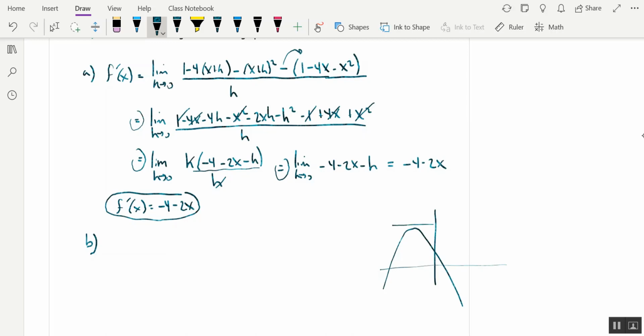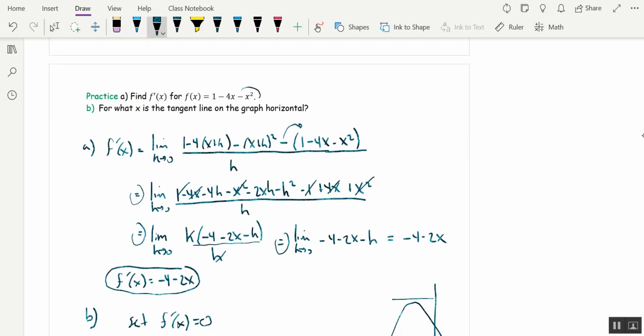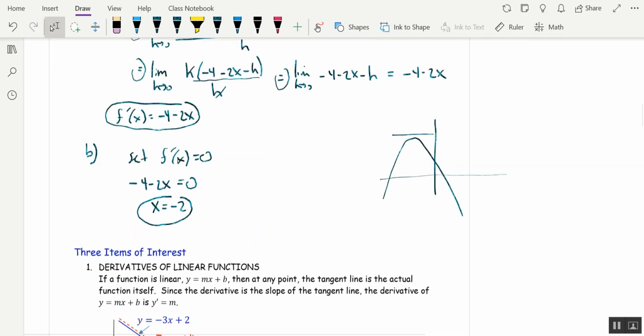So what we want to do is set the derivative equal to 0, because horizontal tangents have slope 0. So we set -4 minus 2x equal to 0, and we get x equals -2. And if you remember from pre-calculus, the vertex formula for a parabola, -b over 2a, we could have found that value by just finding the x coordinate of the vertex. But this is a fun way to do it.